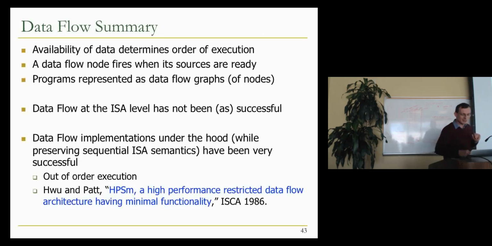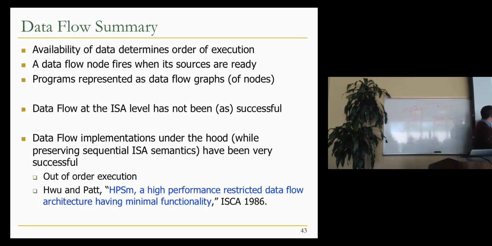Okay, let me summarize, and then we'll conclude. Basically, in data flow, availability of data determines order of execution. And a data flow node fires when sources are ready, and programs are represented as data flow graphs of nodes. And data flow at the ISA level has not been successful, basically. People have tried to design machines over the course of the 70s, 80s, and early 90s, even to the very early 2000s. Well, maybe not. But they weren't successful at the ISA level because the software, all of that debugging, is very difficult to do.